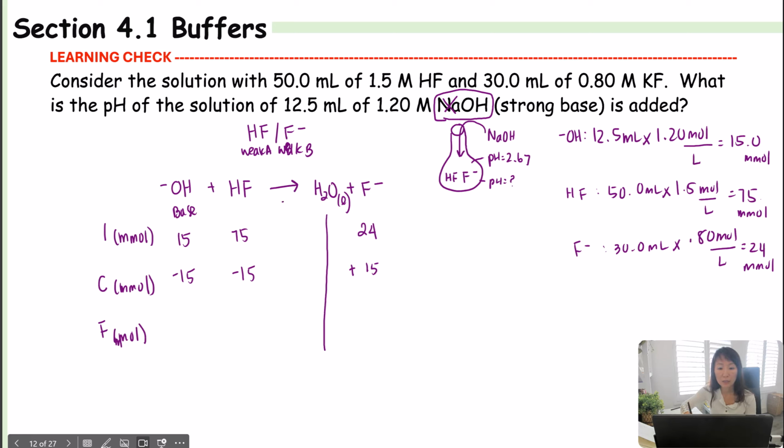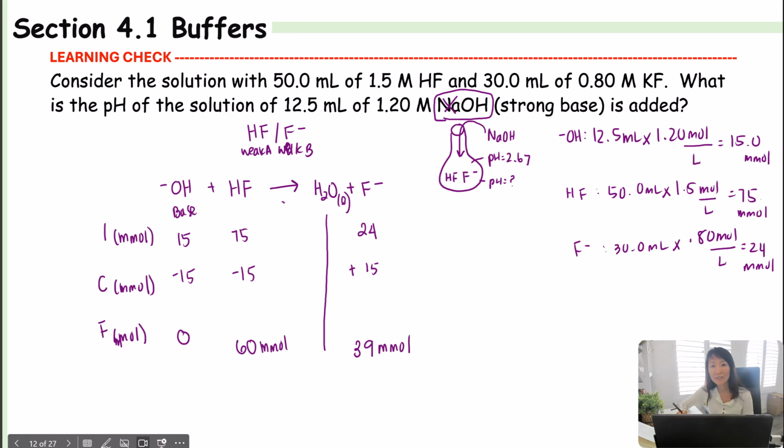You'll notice that there's a single arrow because it's going to completion. You're going to add the top and the bottom. So 15 plus the negative 15 would be 0. Then 75 plus the negative 15 would be 60. And then you have 24 plus the 15, which will give you 39. And these are all in millimoles.